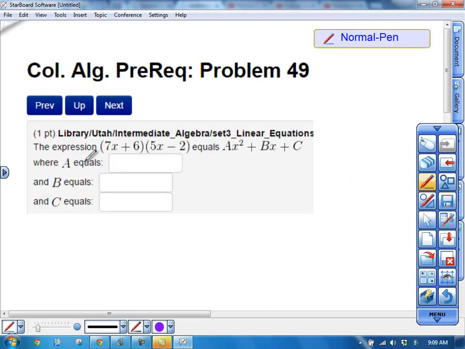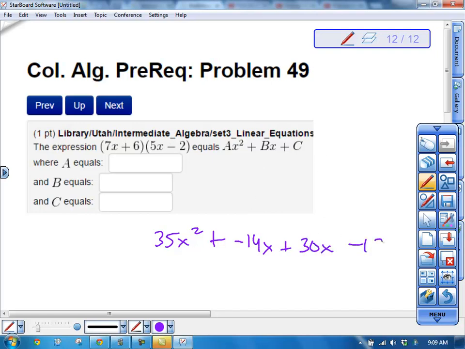This was just testing to see if you can FOIL. So when you FOIL this out, 7x times 5x is 35x squared, plus 6 times negative 2 is a negative 12. I'm sorry. 7x times negative 2 is a negative 14x. 6 times 5x is 30x. And then 6 times negative 2 is a negative 12. So add these together, and that gives you 16x in the middle here. And so A is 35, B is 16, and C is negative 12 for me.